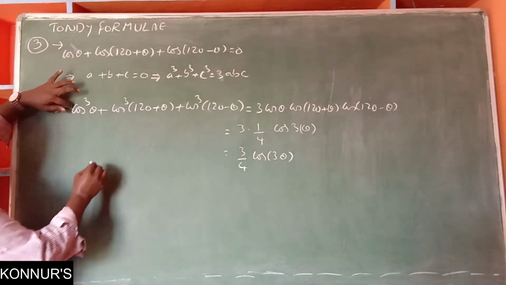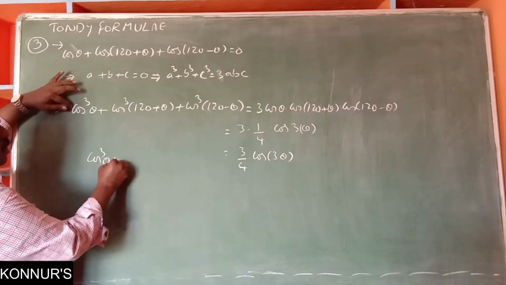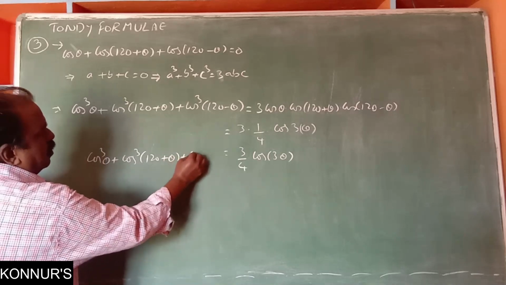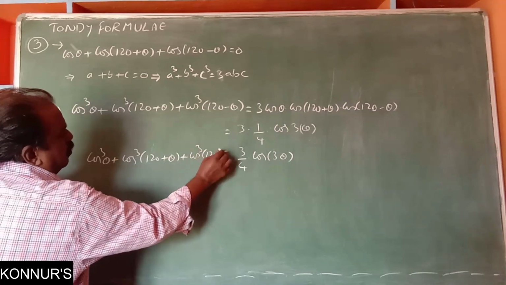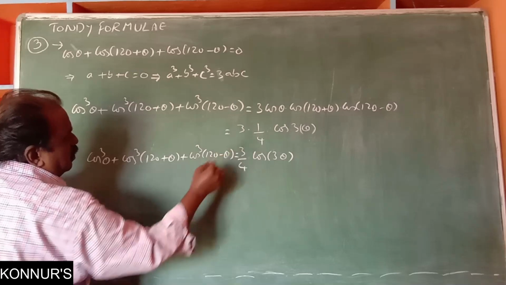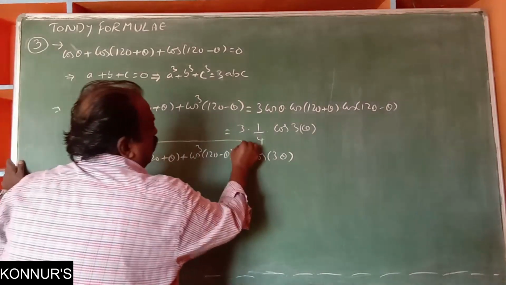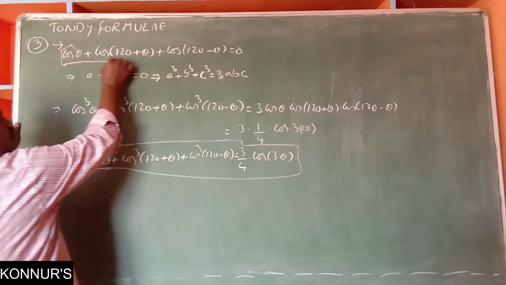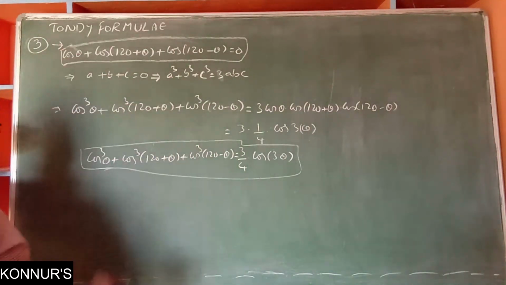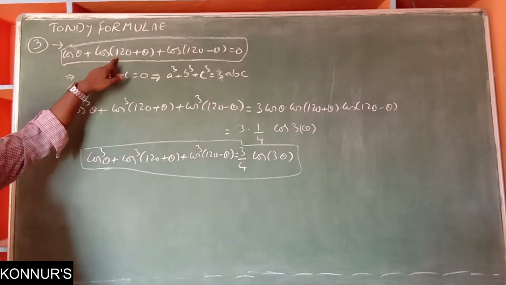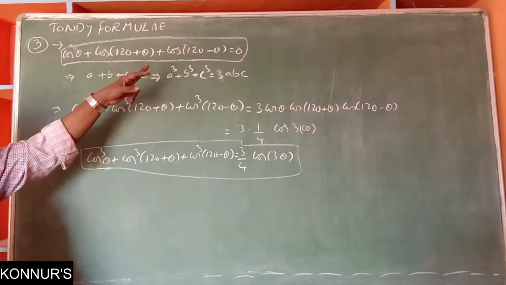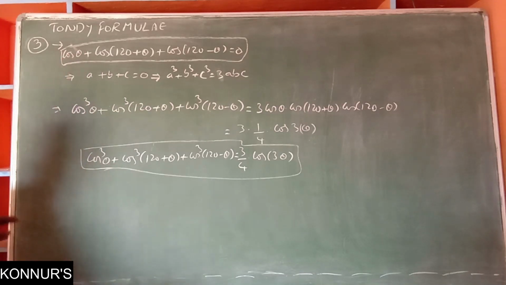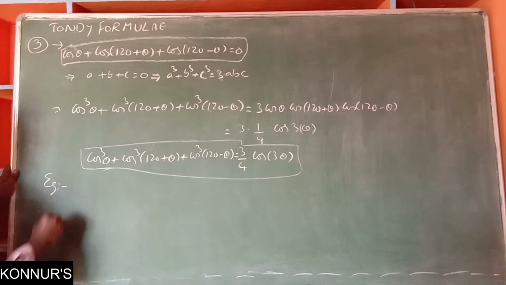The formula is cos cube theta plus cos cube of 120 plus theta plus cos cube of 120 minus theta. This is the second formula in this concept. It is plus the first one: cos theta plus cos of 120 plus theta plus cos of 120 minus theta is equal to 0. From this main formula, it is also there. So, we will take one example.